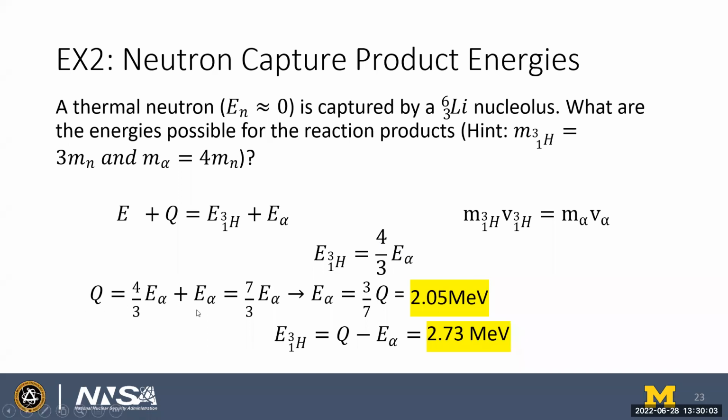And then we know our Q value. So we know the Q value is equal to 7/3 of the alpha value when we do our substitution. And then we can convert that so the alpha equals 3/7 of the Q value. And the energy alpha is 2.05 MeV. And the energy of the triton in this reaction is the remaining energy from our Q value, which in this case is 2.73 MeV. So yeah, we were within rounding there, Aiden. Nice job.